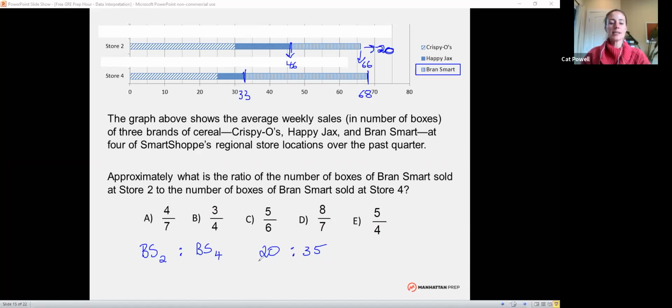Now I see, okay, this doesn't match my answers, right? I could write it this way, 20 over 35. What do I need to do? If I get something like this and I don't have any answers that are 20 over 35, I need to reduce my fraction. So if you do the math and you don't get something that matches your answer, think about, can you reduce it? Can you change the form? When I divide both by 5, I get 4 over 7.